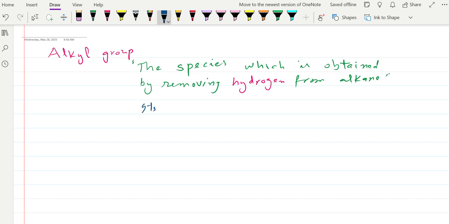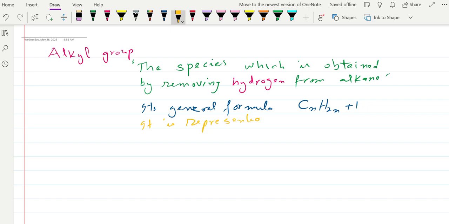Its general formula is CnH2n plus 1. It is represented by capital R. Let's see its examples.